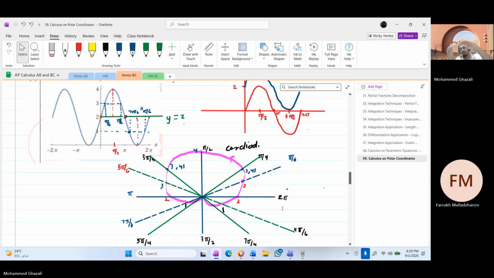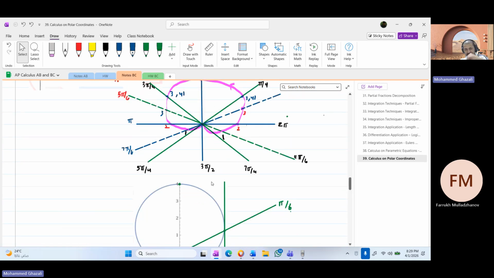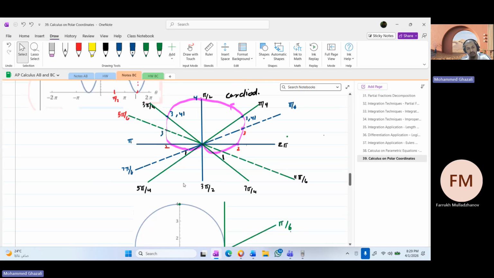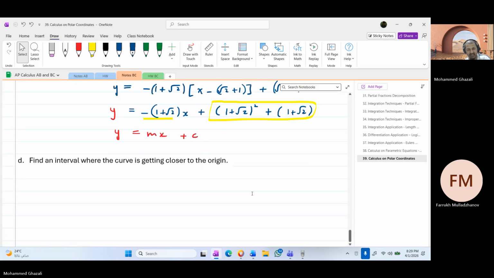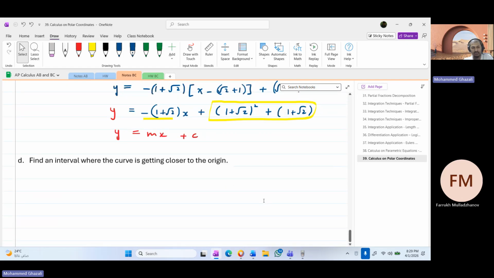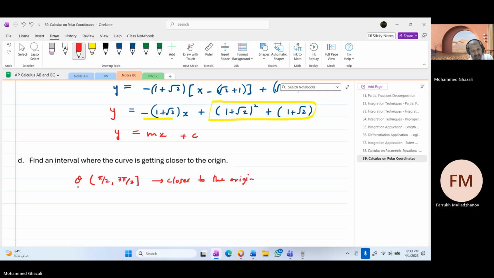So when is the curve getting closer to the origin? From pi by 2 to 3 pi by 2. And when is it getting furthest away from the origin? Sorry, not from 0. Furthest away from the origin is going to be from 3 pi by 2 to pi by 2, the other way around. So closer to the origin is from the maximum point dropping down, coming closer to the origin. So when theta is between pi by 2 and 3 pi by 2, it gets closer to the origin.